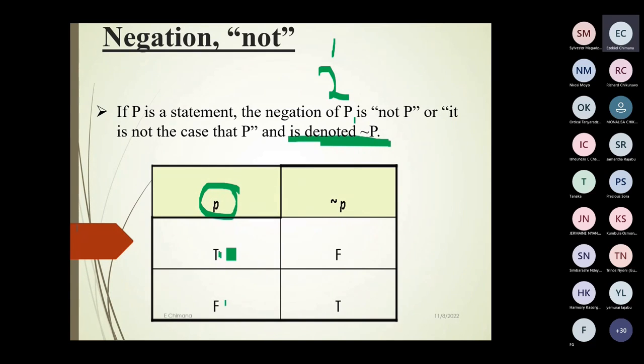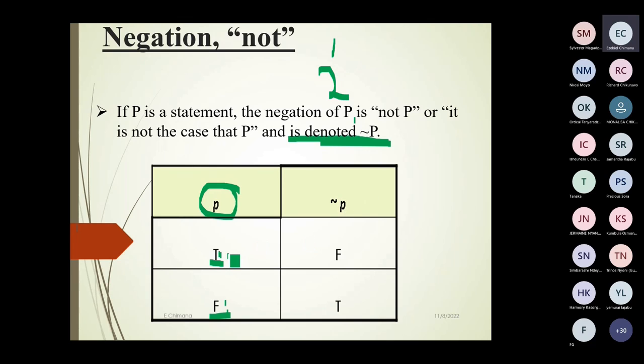You can also start with the false values followed by the true values, there's no problem with that. But let's just use this one. So you put a true here and a false here. These are the truth values for P. Because it's just a single statement, it has 2 values, true and false.